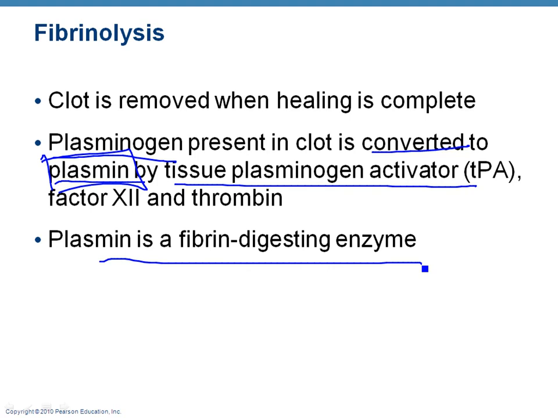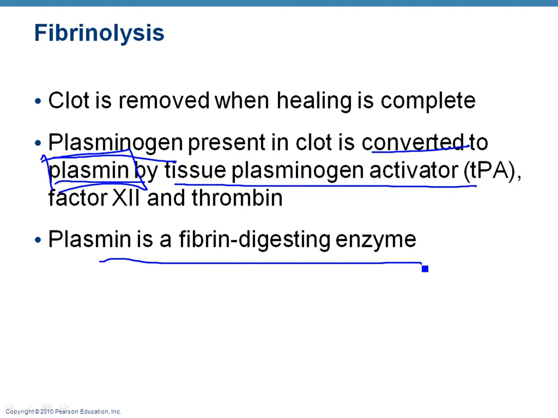But this is only going to happen after the healing process has occurred, right? You'd be defeating the whole purpose if we start getting rid of the mesh before the actual healing event. So this is at the end when you have a scab, you have that clot, and it falls off. It's because the process has healed, the plasmin is going in and digesting the fibrin that's holding that clot, and then your scab falls off.